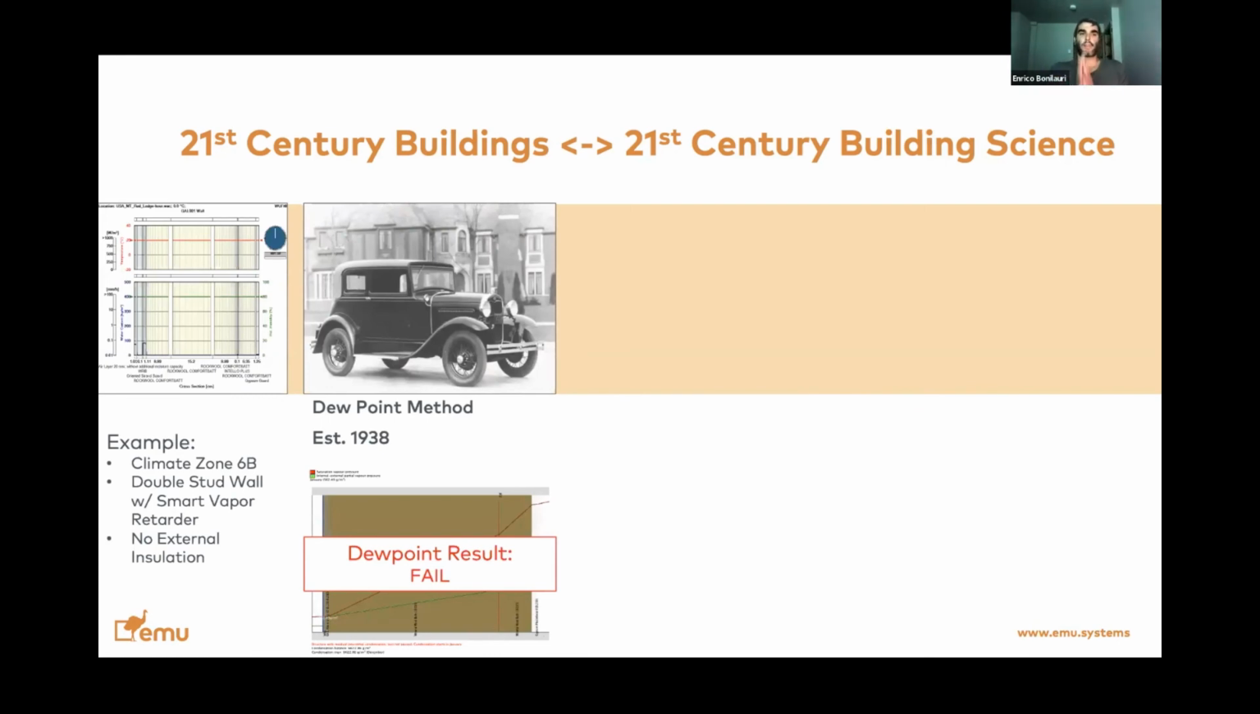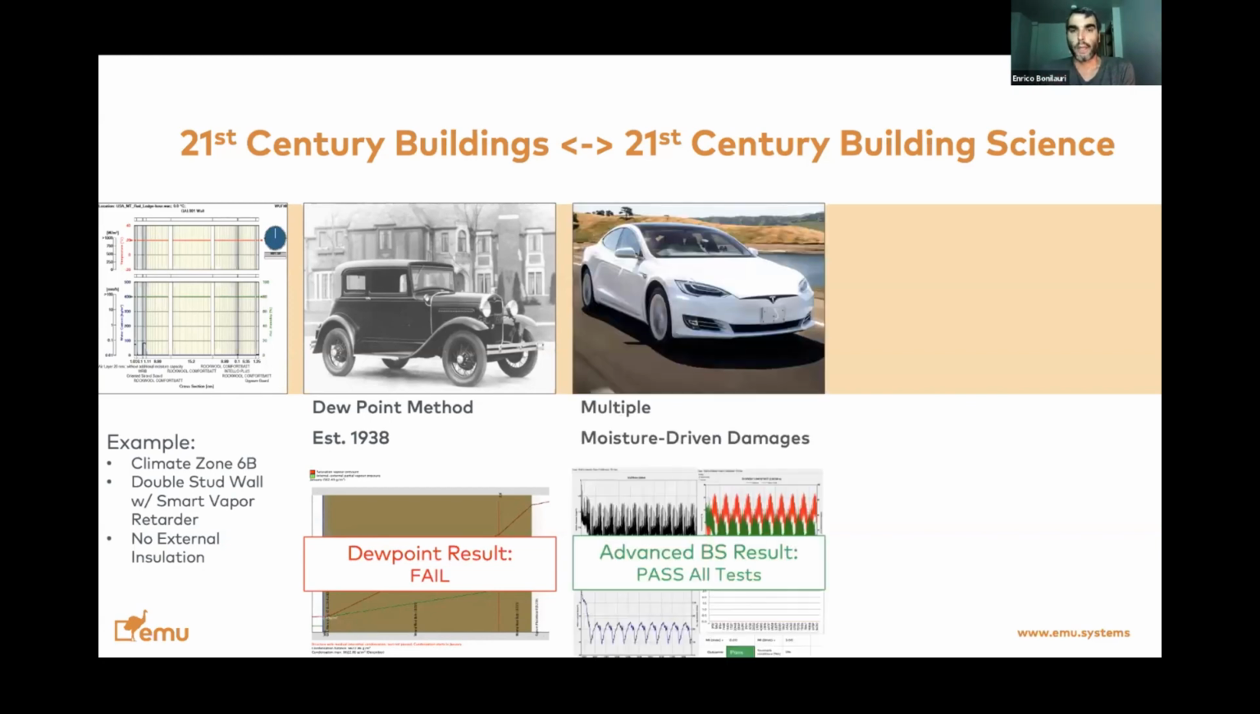Now, this column shows the dew point method associated with this old 1930s car, and that's because the dew point method was developed in 1938. Now, building science has come a long way since then, but code has not. So we have a lot of professionals that are still hung up on the dew point method, which is an oversimplified way to address moisture transfer inside building assemblies. There are multiple ways to address this with current building science.